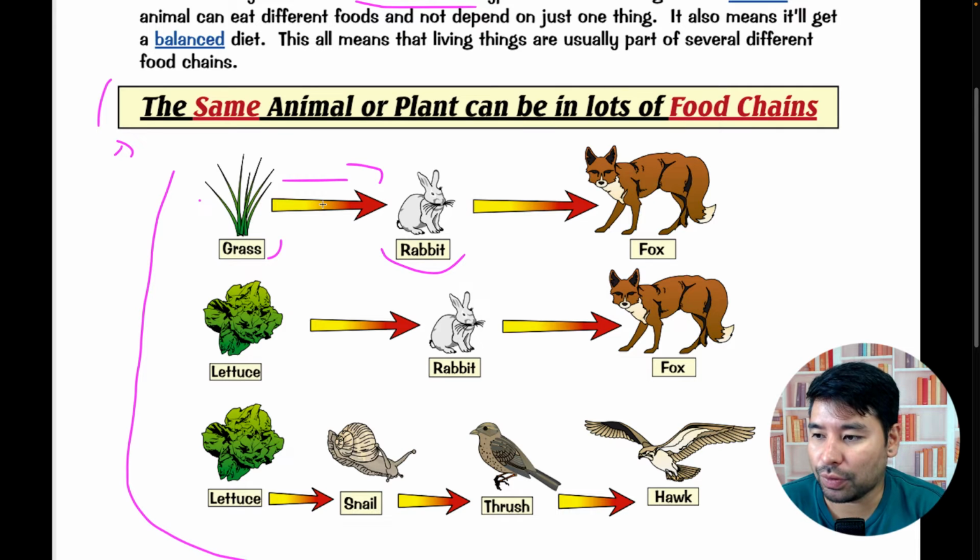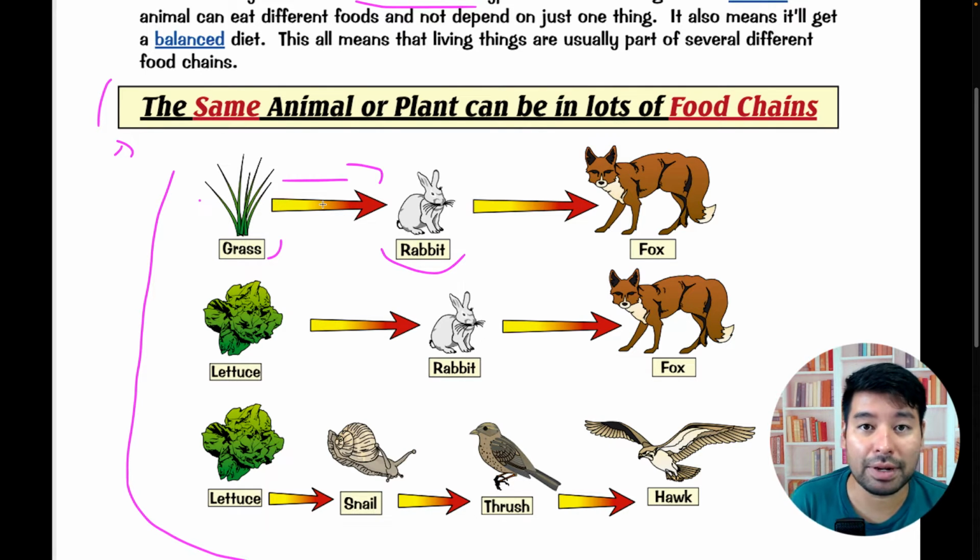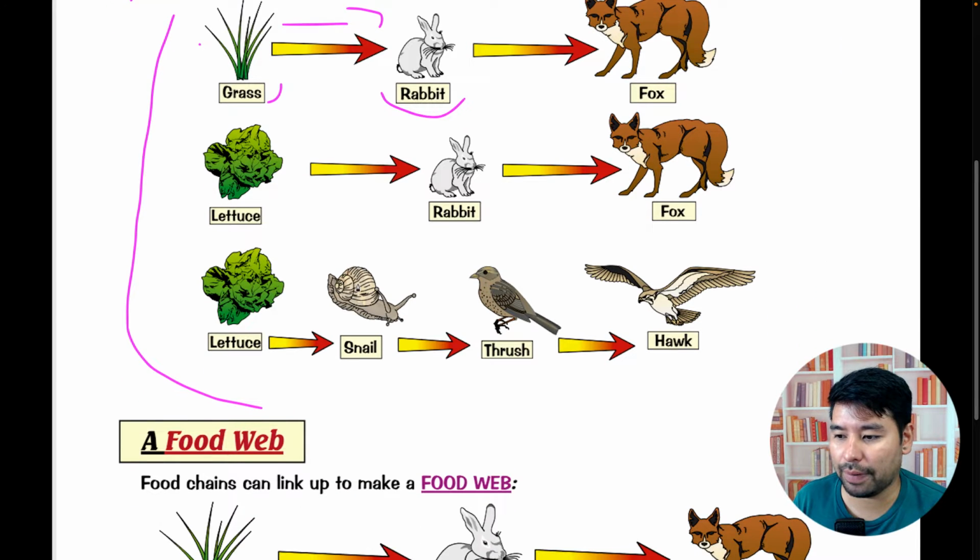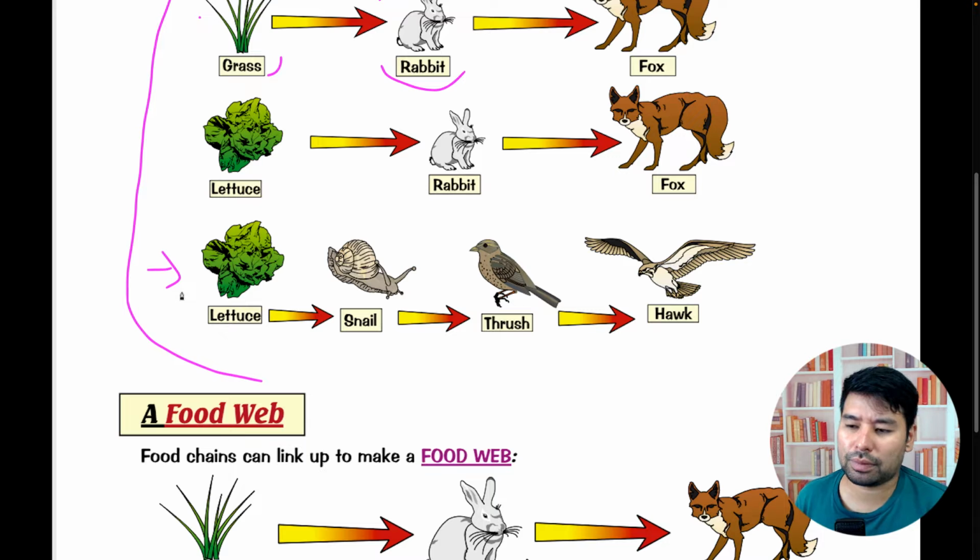Grass, okay, it's food for the rabbit, and rabbit is food for the fox. Okay, fox eat rabbits, right? And then down below we can see the second example. Lettuce is food for rabbit, again, like similar to grass, and rabbit is food for fox. So not only grass, but also lettuce is food for rabbit, okay? And then in the last one here, down below, we have this big example here. Lettuce, it's eaten by snails that are eaten by thrush that are eaten by hawk.